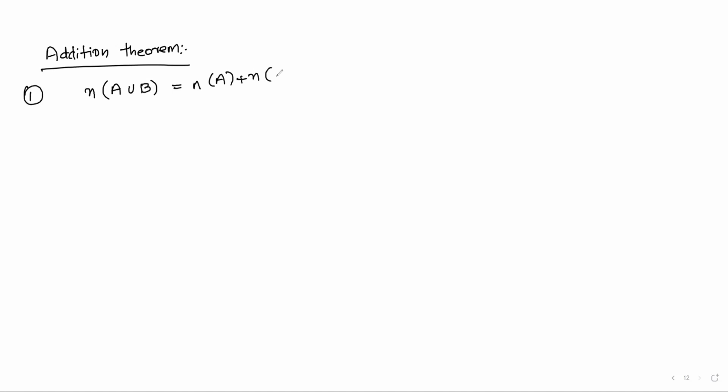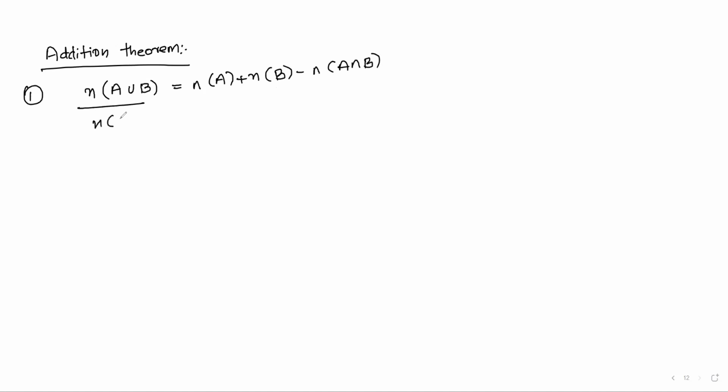LC4 by 52. Next topic is the addition theorem. Addition theorem. ये भी last week ये तो मतलब किया होगा आपने. In sets हमारे पास एक theorem होता है that A union B is equal to A plus B minus A intersection B.